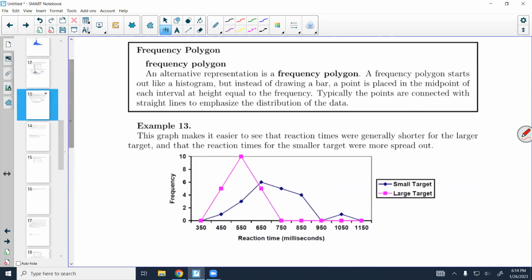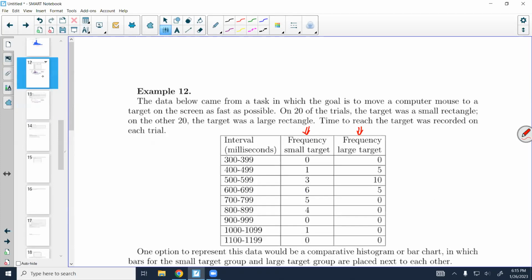That brings us to the frequency polygon. Another alternative representation is the frequency polygon. A frequency polygon starts out like a histogram, but instead of drawing a bar, a point is placed at the midpoint of each interval, at a height equal to the frequency. Typically the points are connected with straight lines to emphasize the distribution.